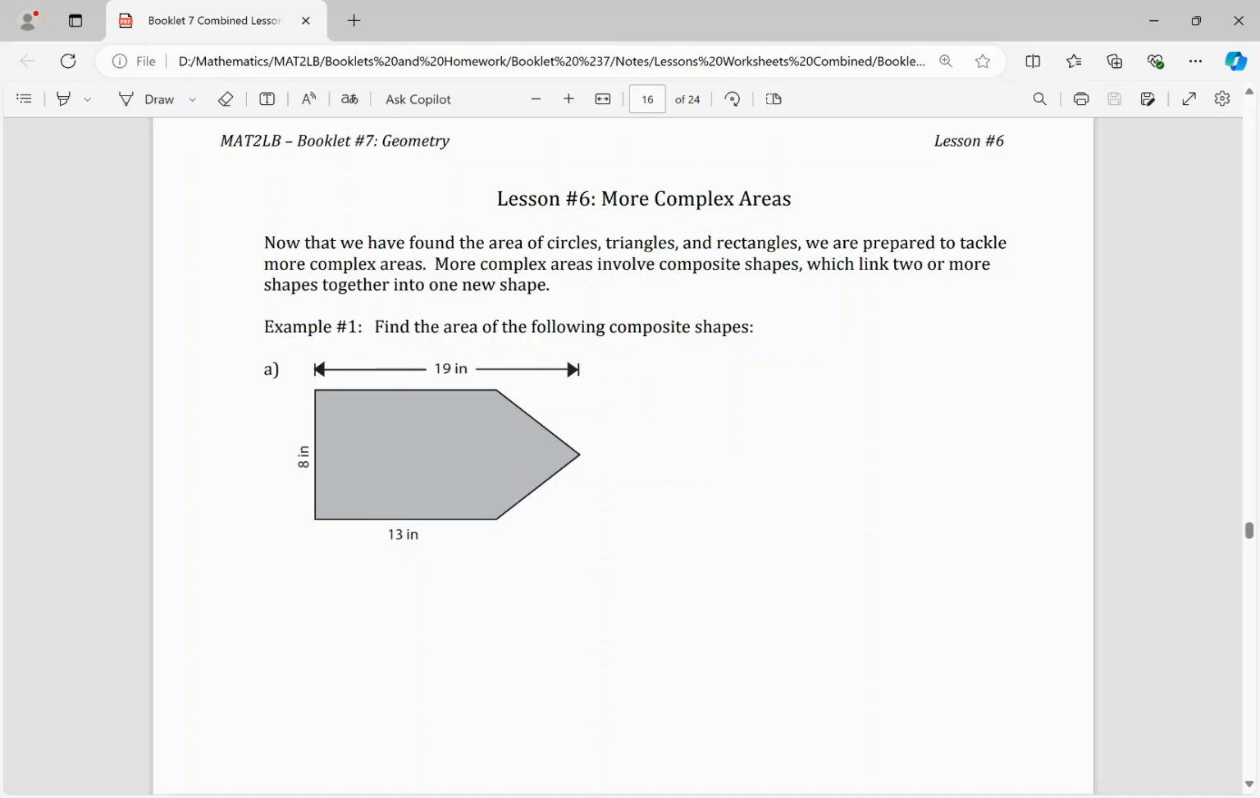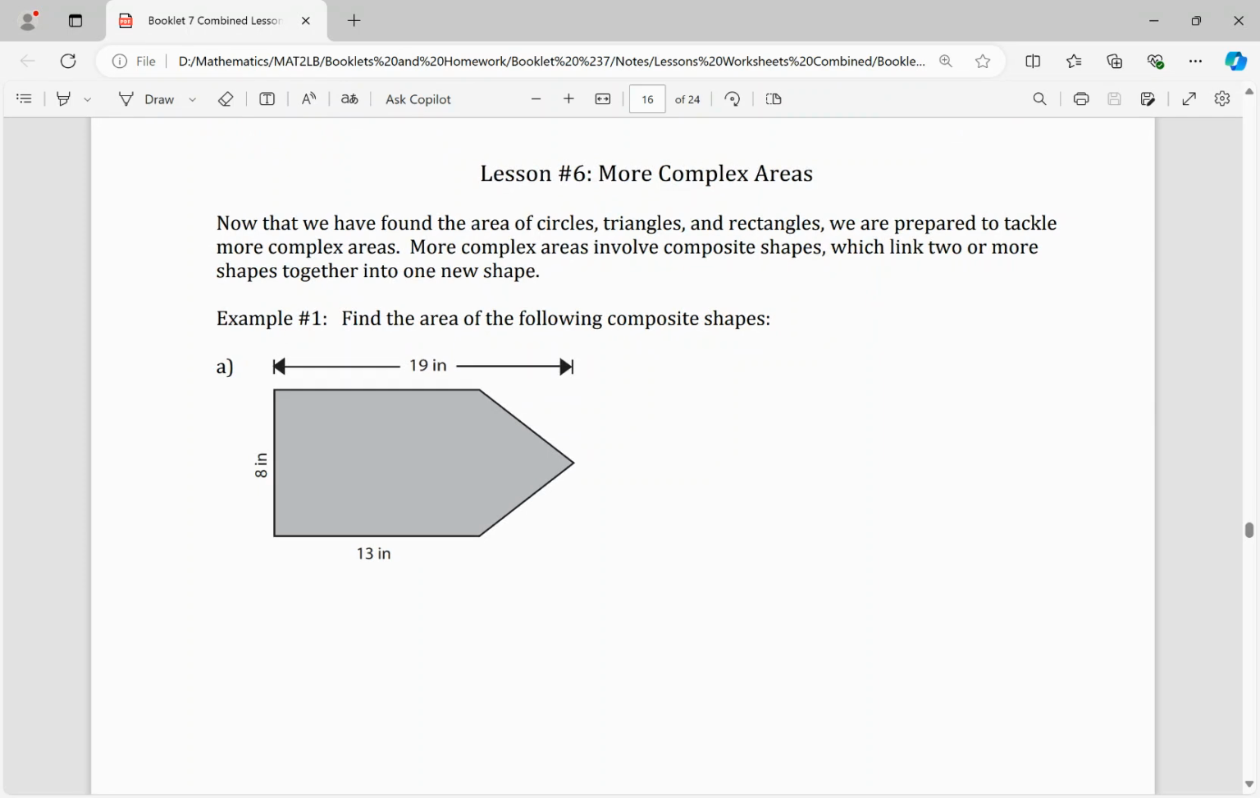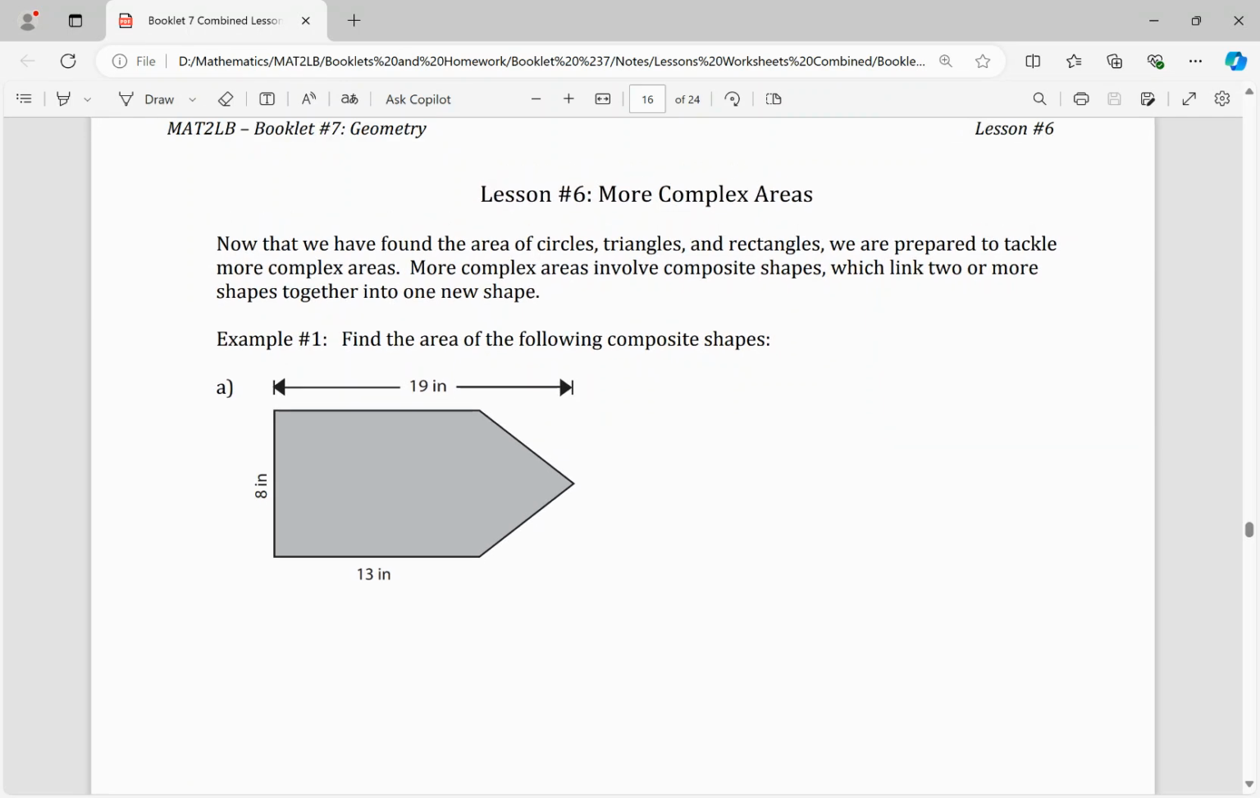All right, everyone. Today we are going to be completing Lesson 6 in Booklet 7, that is more complex areas. Now, in this lesson, we are going to be finding the area, but not necessarily of one triangle, rectangle, or circle, but of a complex or an irregular shape.